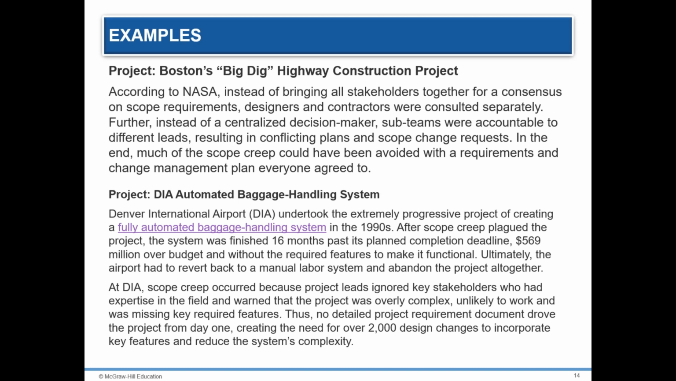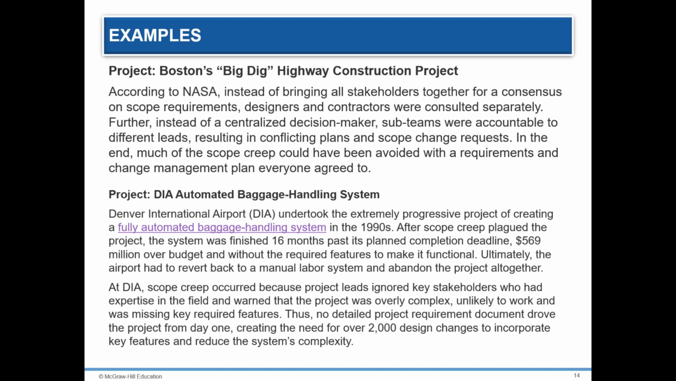As examples, I mentioned Denver International Airport, DIA, which undertook the extremely ambitious project of creating a fully automated baggage handling system in the 1990s. After scope creep plagued the project, the system was finished 60 months past its planned completion deadline, $569 million over budget, and without the required features to make it functional. Ultimately, the airport had to revert back to a manual labor system and abandon the project altogether.